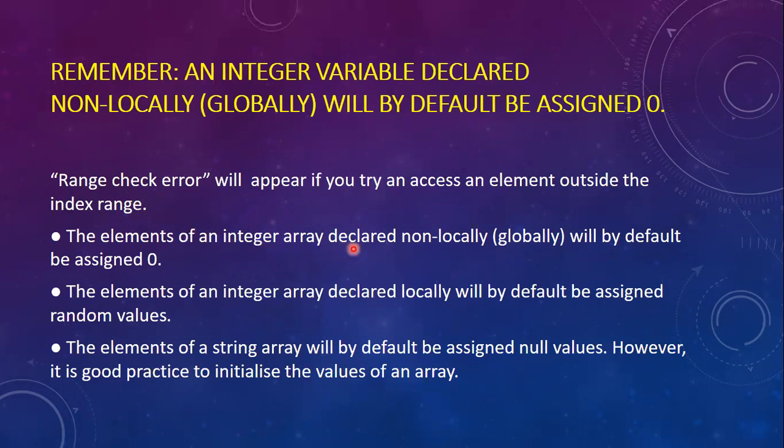The elements of an integer array declared non-locally or globally will by default be assigned 0. The elements of an integer array declared locally will by default be assigned random values. Okay, so these are just things that you need to know. The elements of a string array will by default be assigned null values. Okay, however, it is good practice to initialize the values of an array.